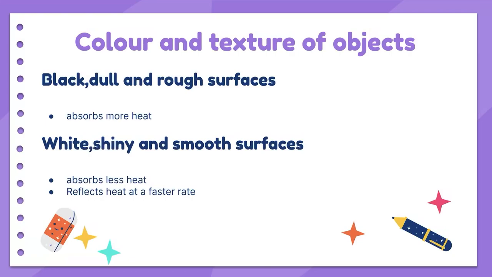The color and texture of objects. Black, dull, and rough surfaces absorb more heat, while shiny, white, and smooth surfaces absorb less heat and reflect heat at a faster rate.